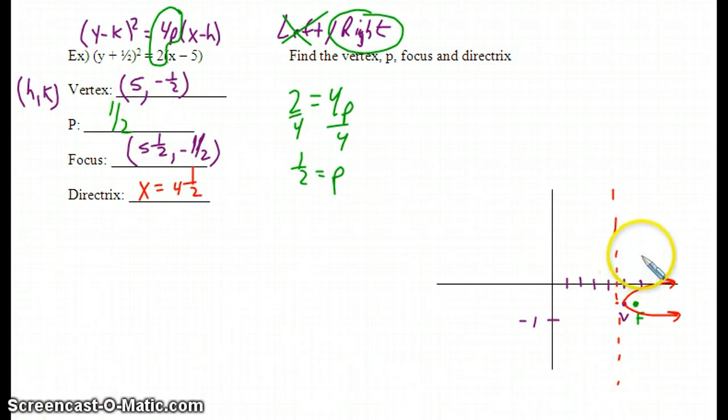So again, I recommend when you draw these, or when you are trying to figure out vertex, p, focus, and directrix, make a quick sketch of the graph. That's going to be very helpful.